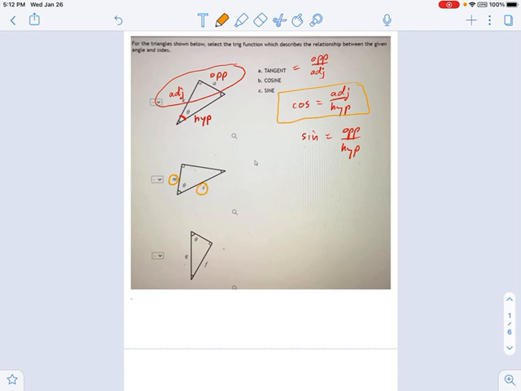So in this triangle, here we go. This is cosine of theta. And if you wanted to make a formula, it would be cosine of theta equals m over x. But that's a little beyond what this problem is asking for. It just wants to know which of these trig functions are related to each triangle.